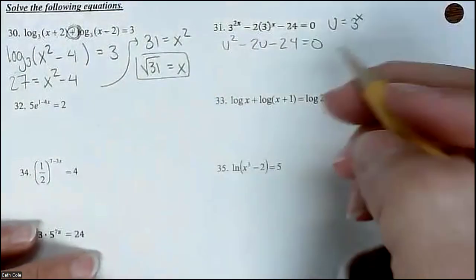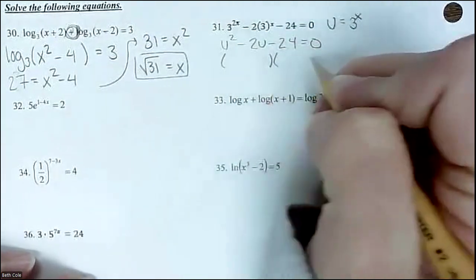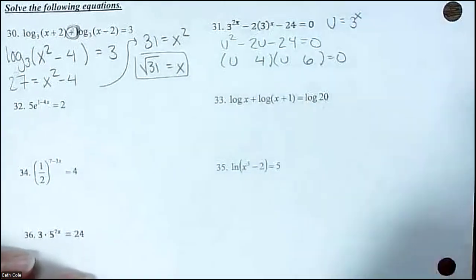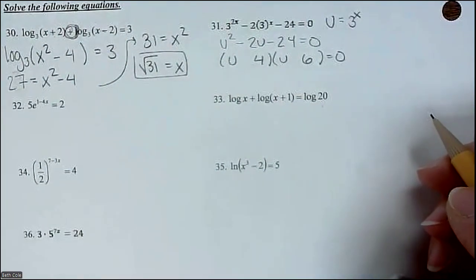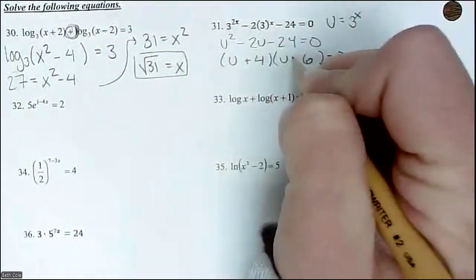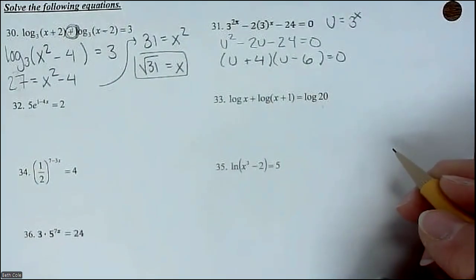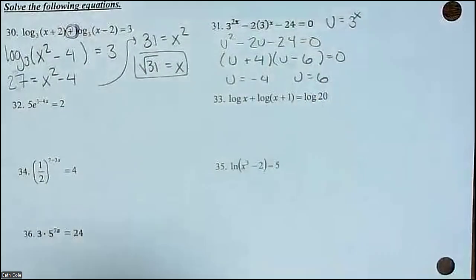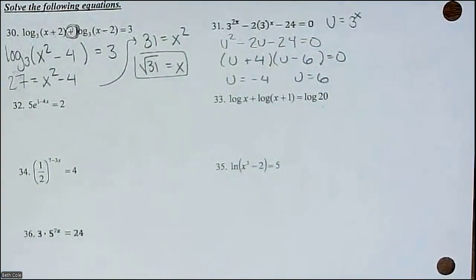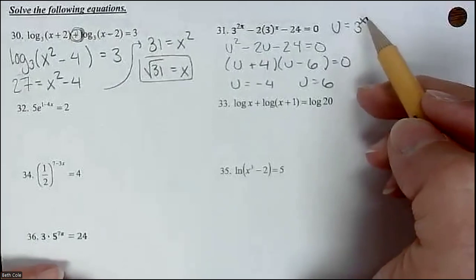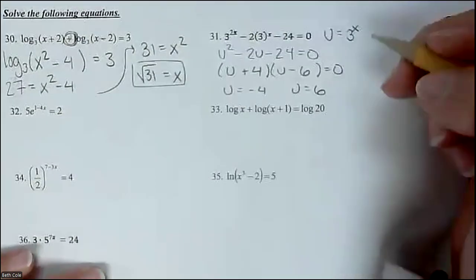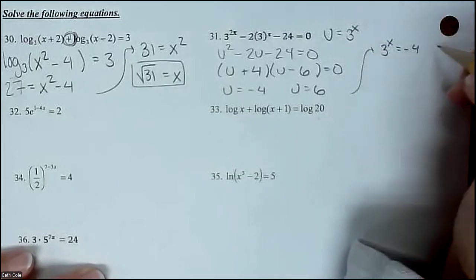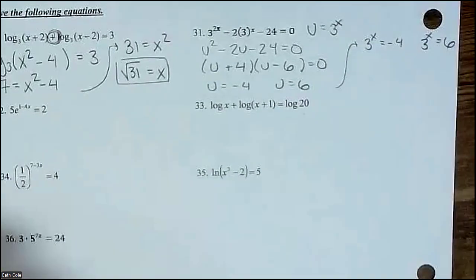So what would we do to that? Yeah, we're going to factor. 24 would split 6 and 4. Plus 4 minus 6. So we get u equals negative 4 and u equals 6. You're not looking for u, though. You're looking for x. So you have to plug this back in. So I'm going to come over here. I'm going to have 3 to the x equals negative 4 and 3 to the x equals 6.